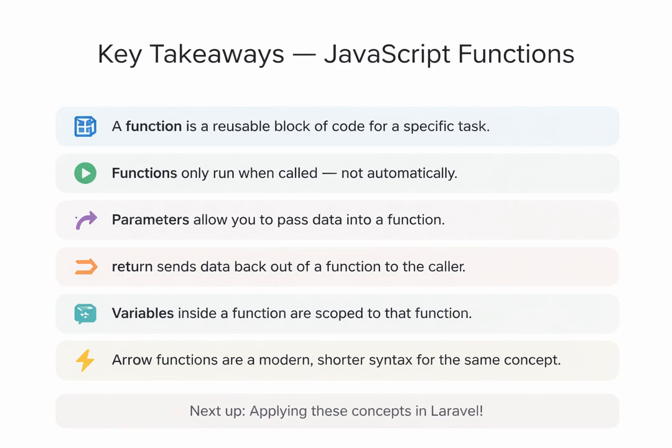4. The return statement sends a computed value back out of the function, so it can be used elsewhere in your program. And 5. Variables declared inside a function are scoped to that function and cannot be accessed outside without returning them. And 6. Arrow functions are simply a cleaner, more modern syntax for writing functions. Same behavior, different format. These fundamentals will come up constantly as we move into Laravel and beyond.